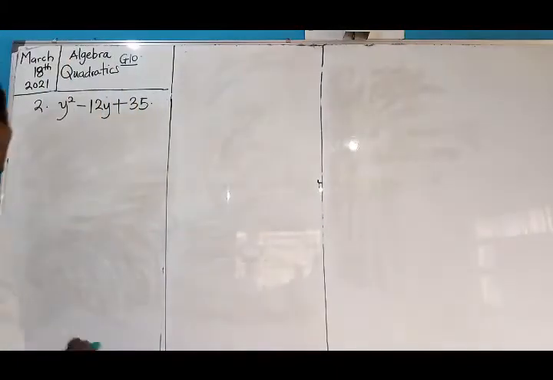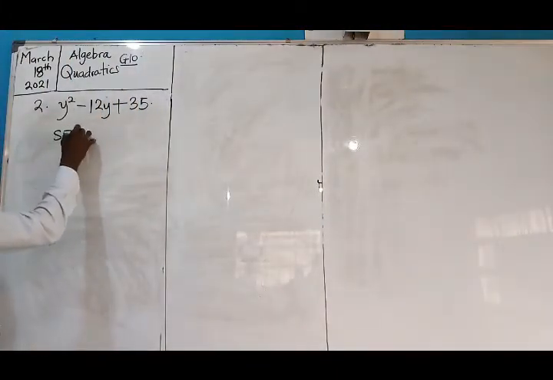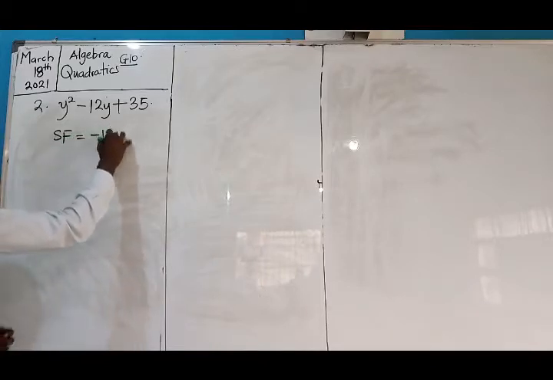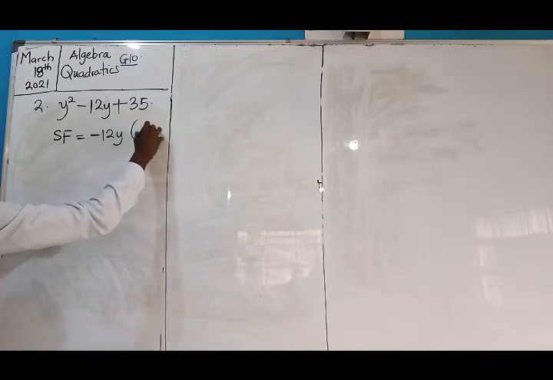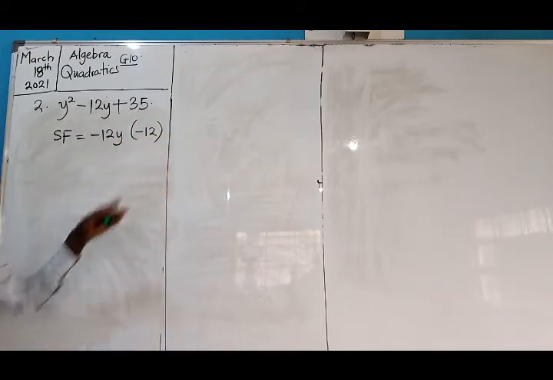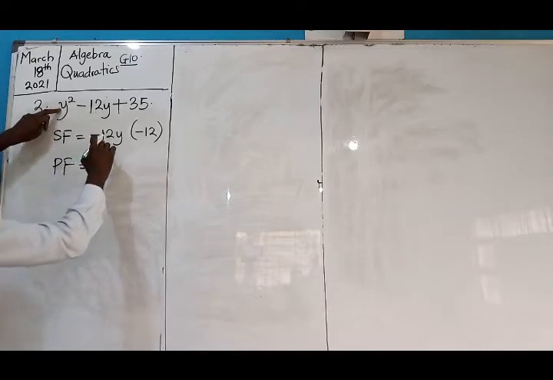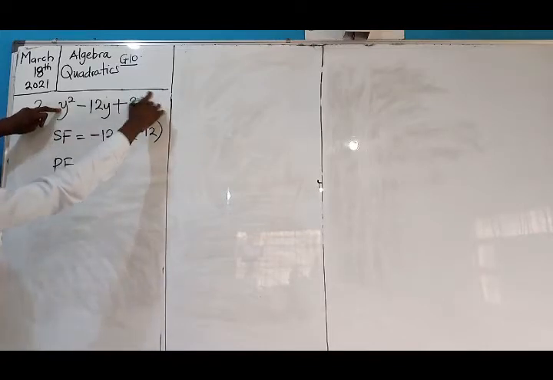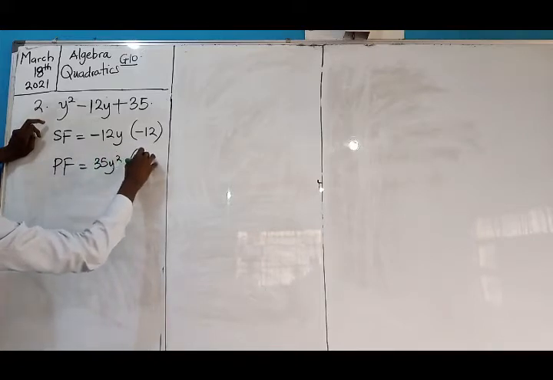In question number 2, what you observe is that the sum of factors is negative 12. Why? It's negative. So I will just put negative 12, which is what I normally do, because writing y or y squared really does not make any difference. Now, we come to the product of factors. We'll be multiplying this first term with the last term. And that will give me what? 35y squared, which I'll just write as 35.